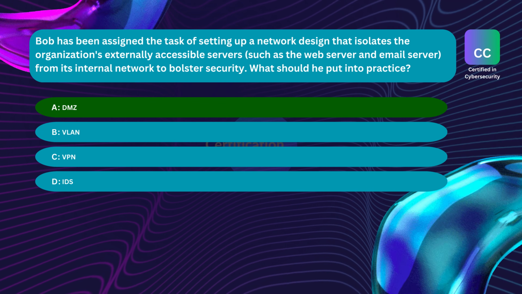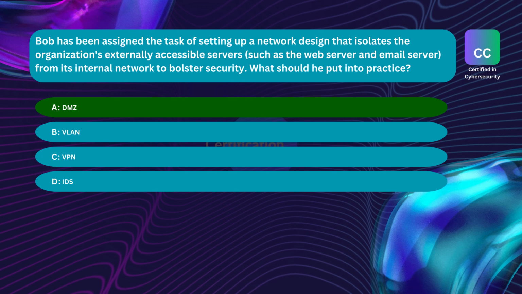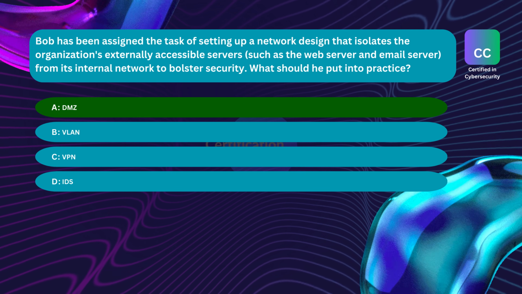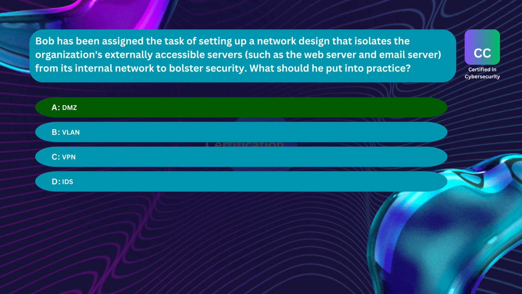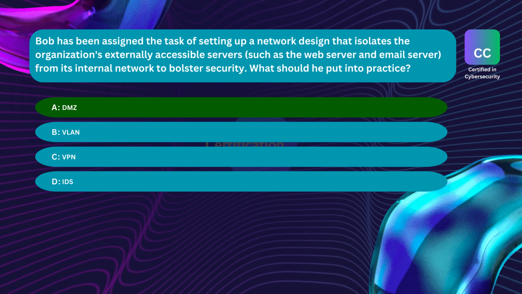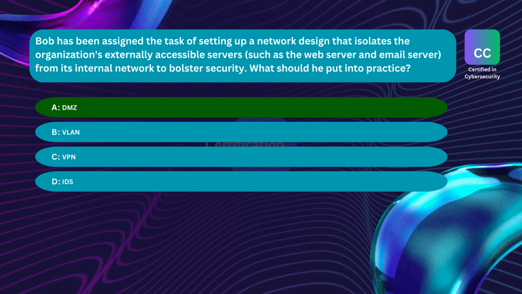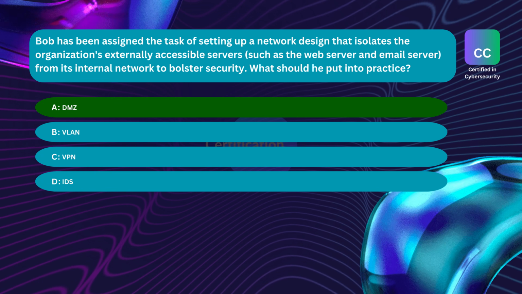Option D is incorrect. IDS, intrusion detection system, is used to monitor networks or systems for malicious activity or policy violations. While this is a part of the broader security strategy, it does not directly address the need to separate public-facing servers from the internal network.